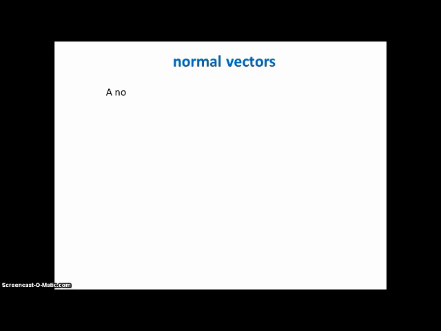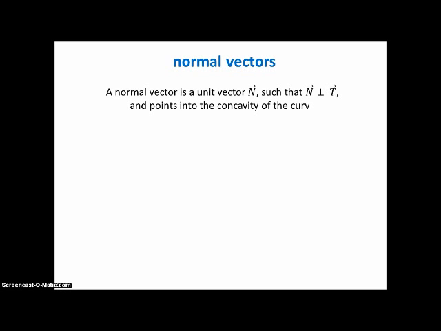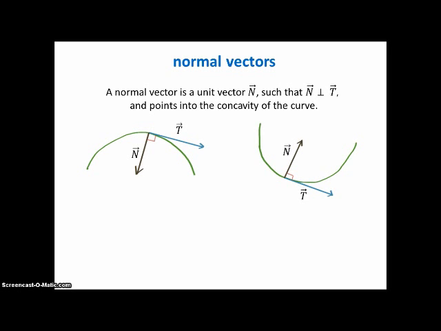Normal vectors. A normal vector is a unit vector, denoted n, such that n is perpendicular to the tangent vector and points into the concavity of the curve, because as you'll recall, there are 2 possibilities for a perpendicular vector, and we want the one that points inward to be our normal. Now it turns out that the rate of change in the tangent vector with respect to arc length is equal to the curvature times the normal vector.